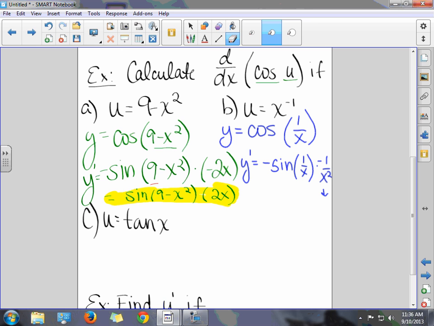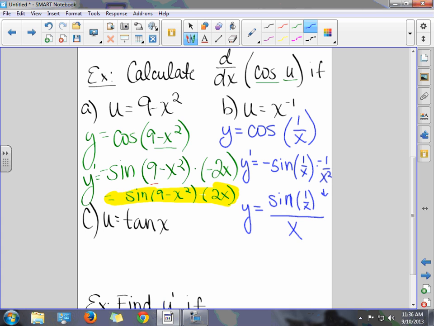I could clean up the double negatives and rewrite it, and it would end up looking like this. y prime is equal to sine of 1 over x, all over x squared. And I apologize, that's y prime.